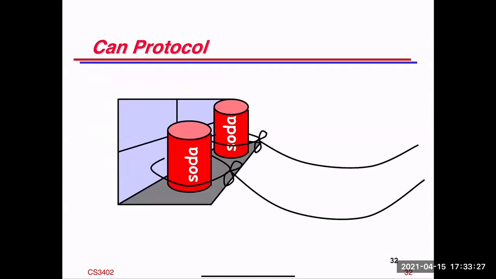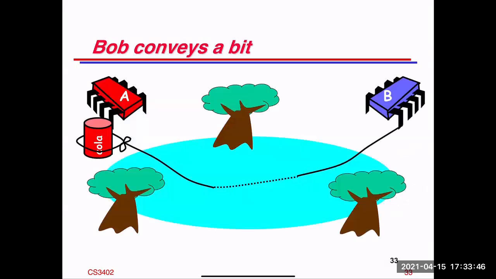So let's come up with the second protocol idea, which we call the can protocol, because it's based on using these soda cans here that you can place on the windowsill, and you can tighten some rope around the can, and then if you pull at the rope, you can knock down the can. That way we can convey a bit between the two.